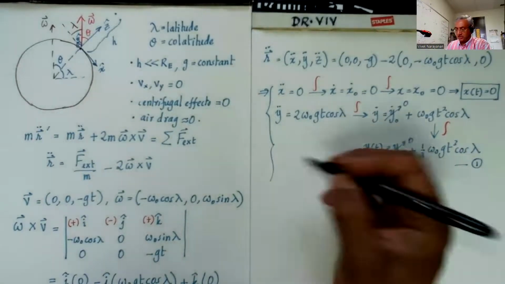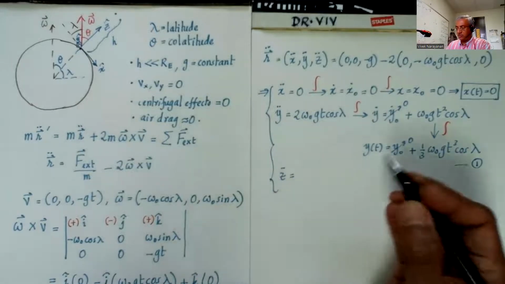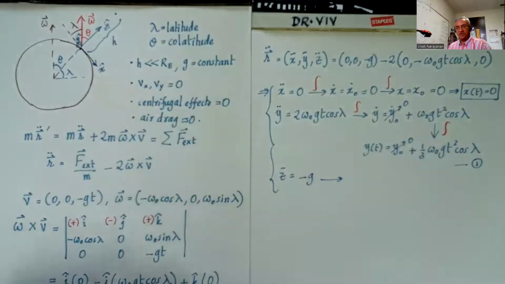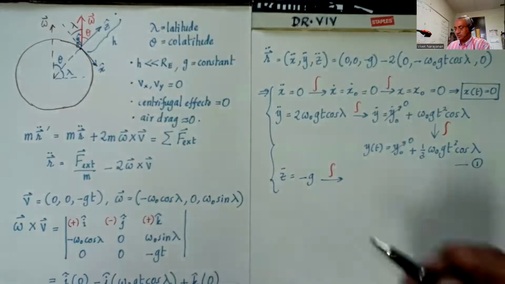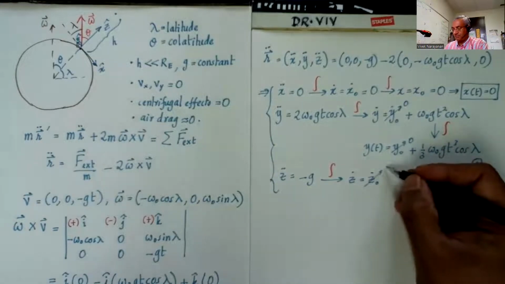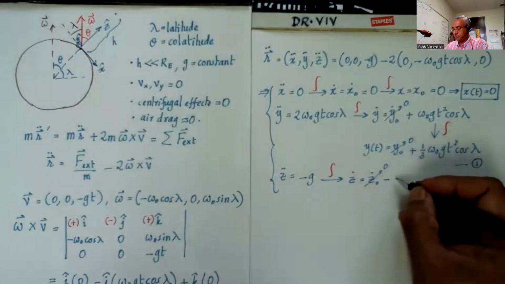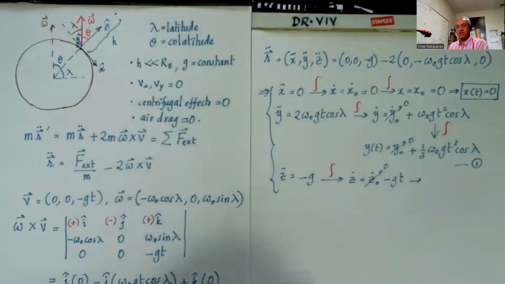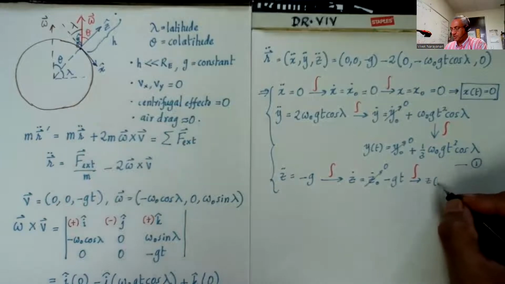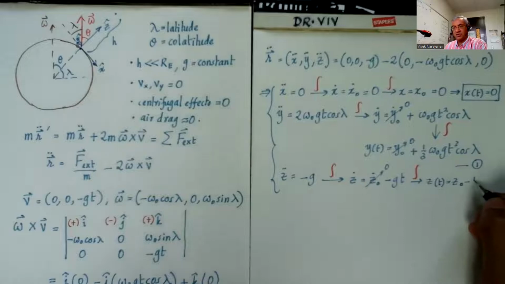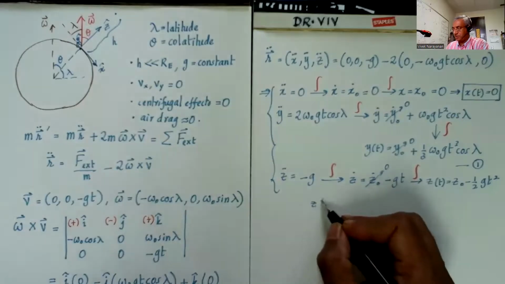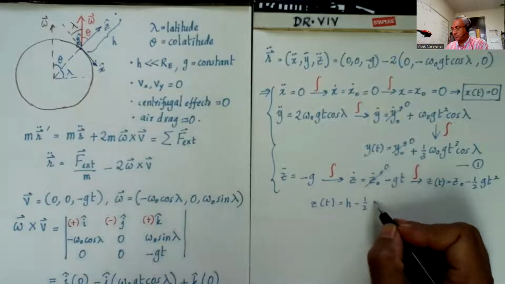Now what about the z coordinate? That's the last equation to look at. The z coordinate is boring. It's just negative g. So when you integrate it the first time, this is a standard vertical free fall: z dot naught, which is 0 because the particle drops from rest, minus gt. And then I integrate again. I get z as a function of time equals z naught minus 1/2 gt squared, but z naught is h initially. So we have our equation, z as a function of t equals h minus 1/2 gt squared.